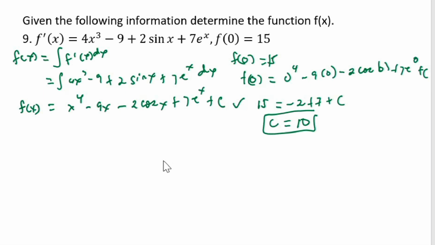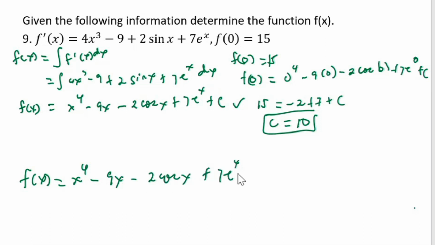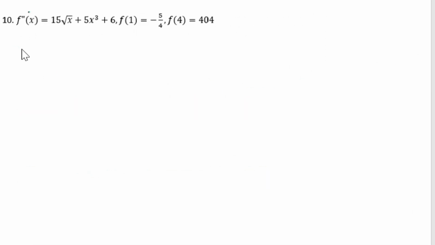Okay, so after solving C, now we are going to substitute the value of C into f of x. So finally, we have f of x now is equal to x raised to 4 minus 9x minus 2 cosine of x plus 7e raised to x plus 10. So that's now the answer of number 9. Now, let's move on to number 10.